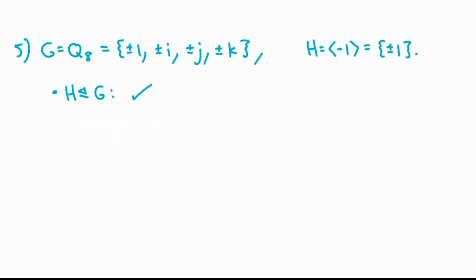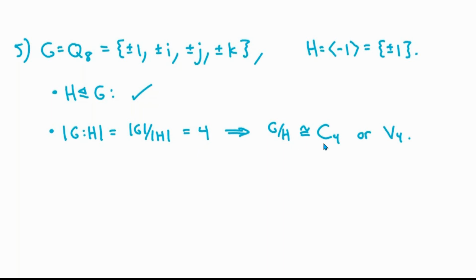That guarantees that the quotient of G mod H is a group, and the order of that group, which is the index of H in G, in this case is equal to 8 divided by 2, or 4. So since there are two groups of order 4 up to isomorphism, we know that G mod H is isomorphic to C4 or V4.